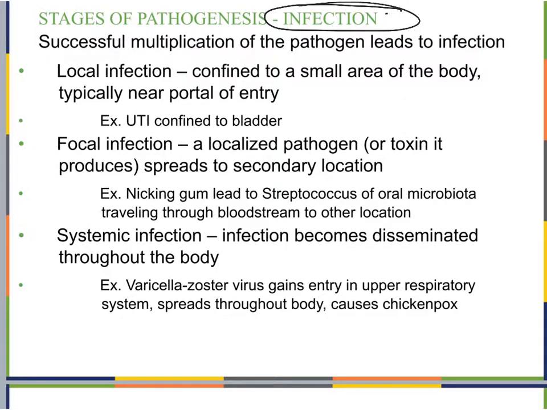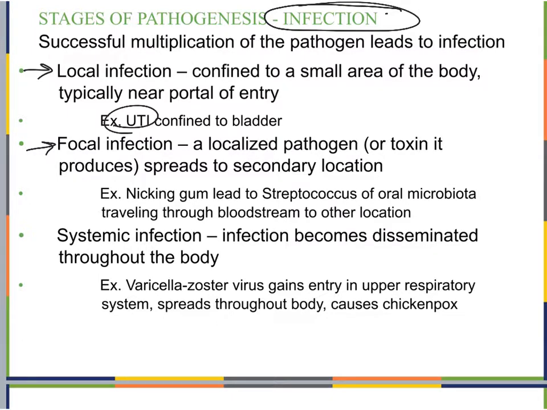Now we have different types of infections, however. The first type is our local infection. As its name implies, that's when it's confined to a small area of the body, typically near the portal of entry. So wherever it got into the body, we have a local infection there. For example, a UTI is confined to the bladder. It's a local infection. Or if you get a cut and that cut gets all red and puffy, that's a local infection. It's not something getting into the bloodstream and spreading throughout the body.